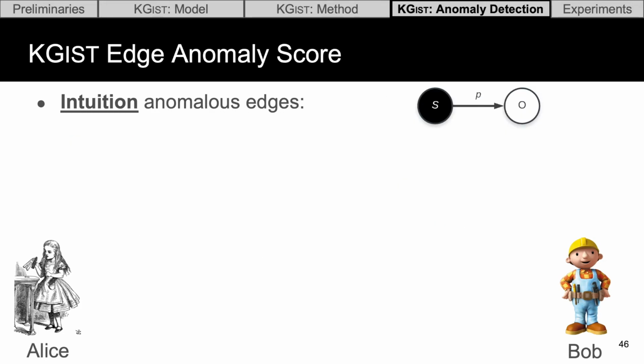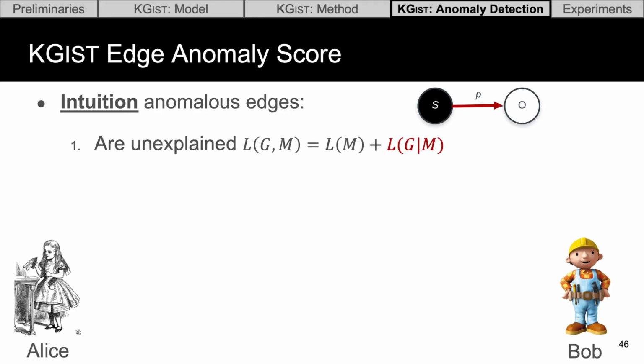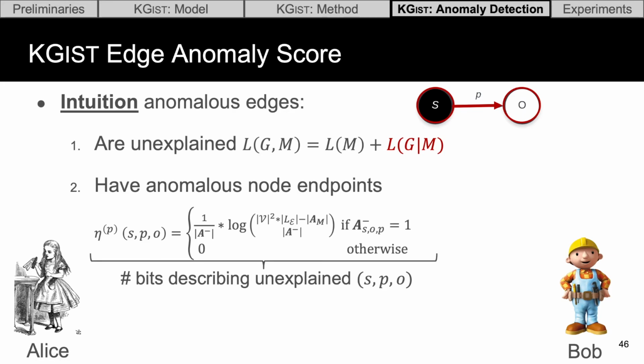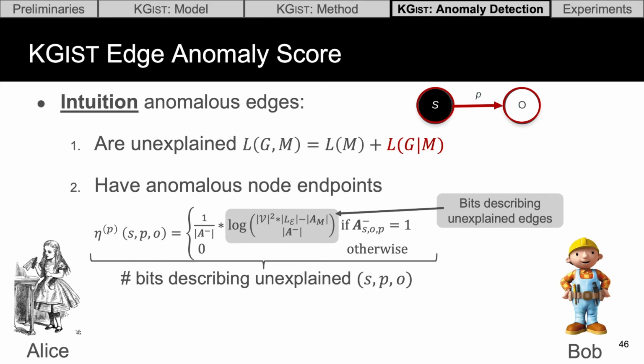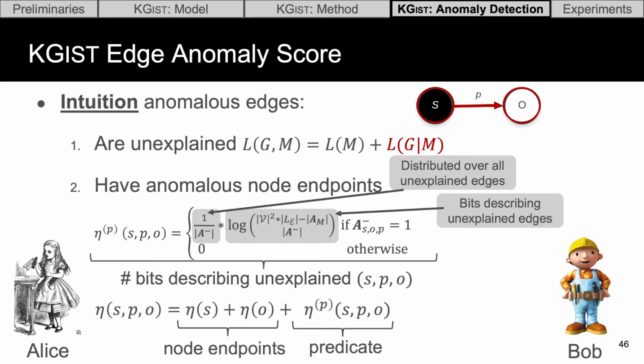To identify anomalous edges, we would like to capture the following two intuitions. The first is that edges that are not explained by the model, in other words, things that Alice had to describe to Bob explicitly, are likely to be anomalous. And furthermore, edges that have anomalous node endpoints are likely to be anomalous. So we can capture the first component by computing the number of bits that Alice spent describing all of the unexplained edges and then dividing that across these unexplained edges. And we can capture the second component by just adding in the anomaly scores for the entities that we computed in the last slide.